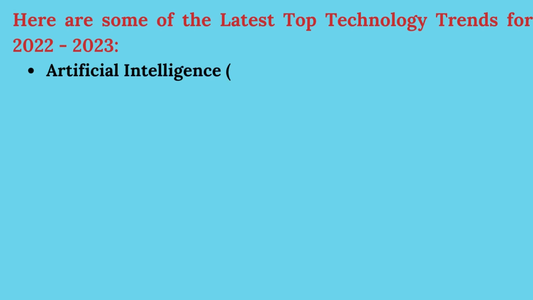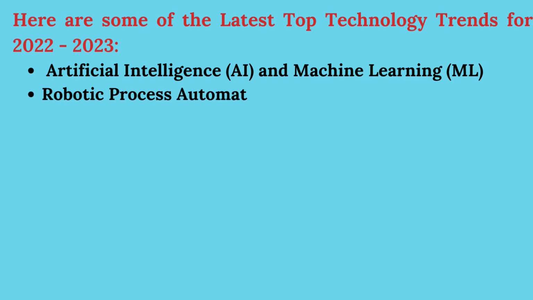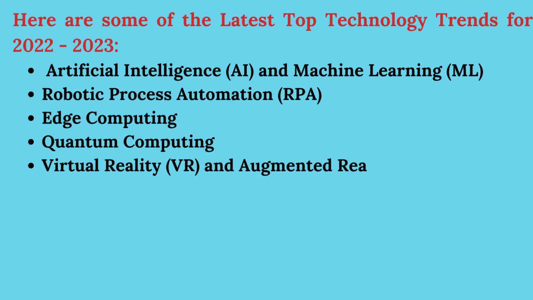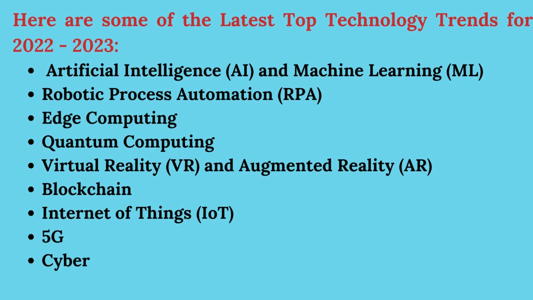Here are some of the latest top technology trends for 2022 to 2023. The first one is artificial intelligence and machine learning, robotic process automation, edge computing, quantum computing, virtual reality and augmented reality, blockchain, Internet of Things, 5G, cybersecurity.